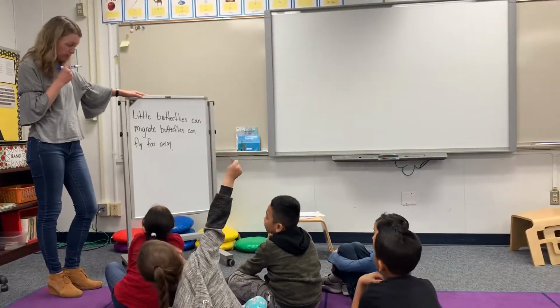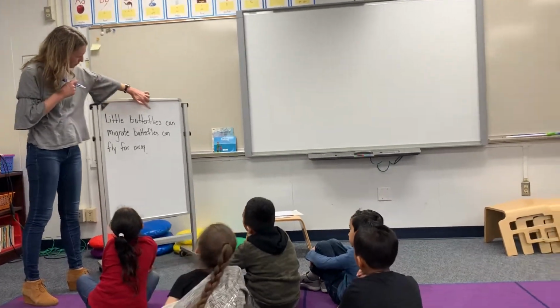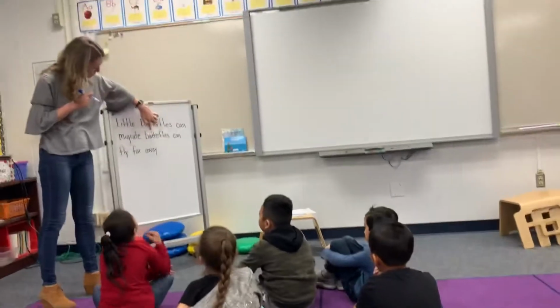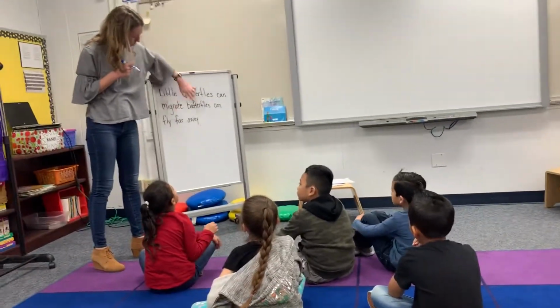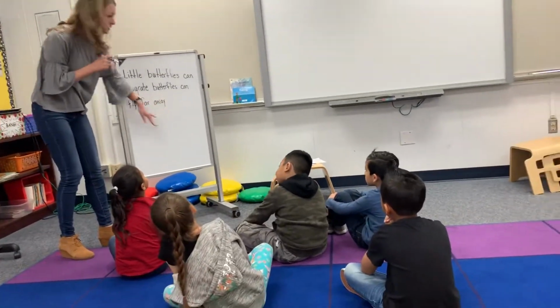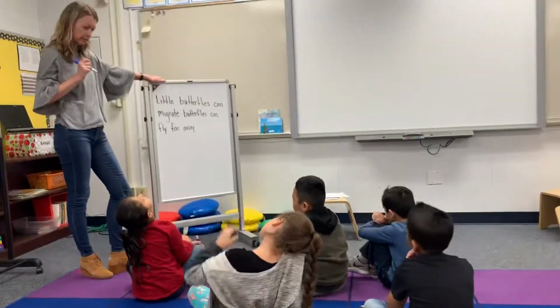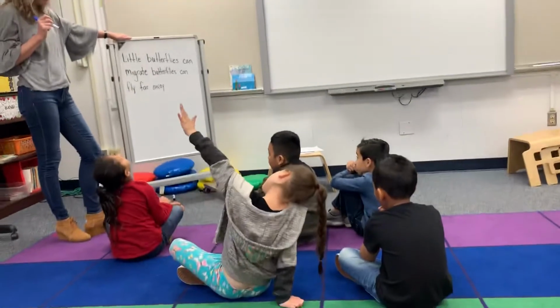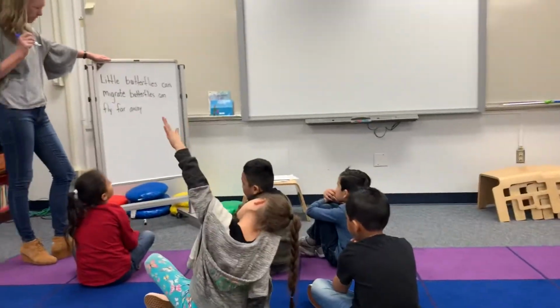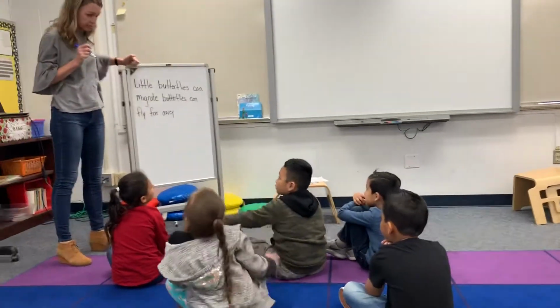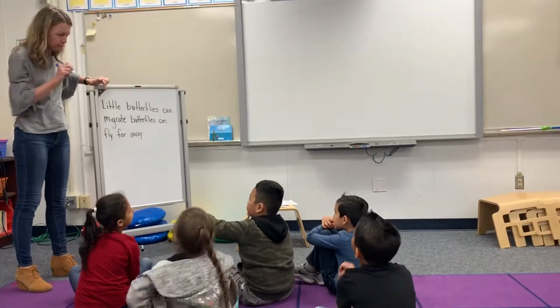All right, so let me read it to you. Little butterflies can migrate, butterflies can fly far away. This is 2 sentences. That means there has to be 2 punctuation marks there. Can we think in our head where you would put the end of that first sentence? Where would you put your first period?